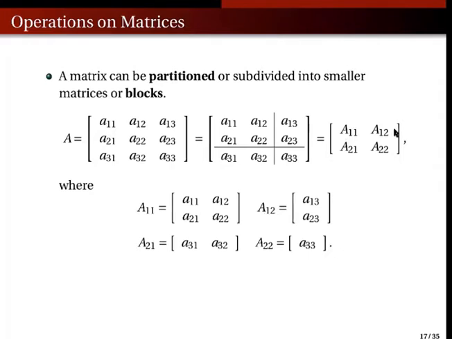And then A12, this guy here, is your column vector, A13, A23. Okay? And then A21 is the row vector A31, A32. Okay? That's your A21. And then your capital A22 is your small a33. Okay? So in essence, you have this guy here corresponding to this guy here. This guy here corresponding to this guy here.